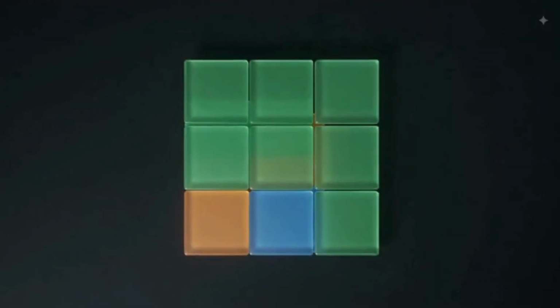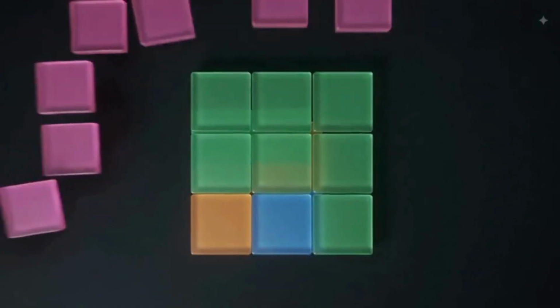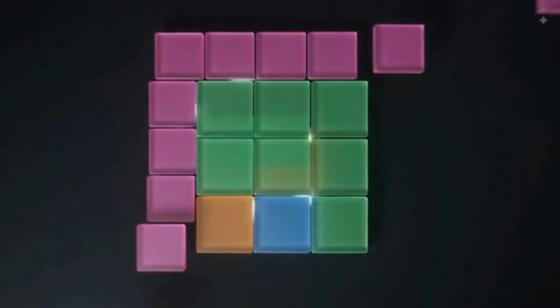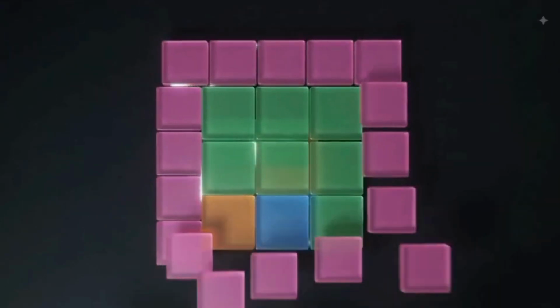Now let's go from 2 squared to 3 squared. We add a new row of 3 tiles and a new column of 3 tiles. Again the corner tile is counted twice.